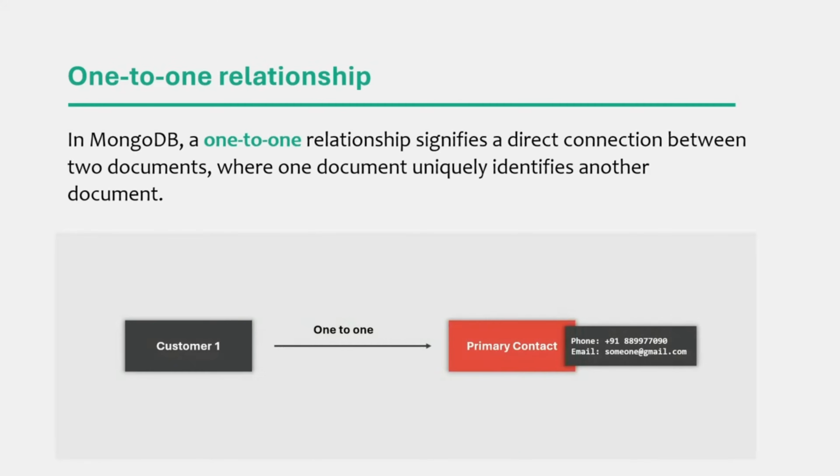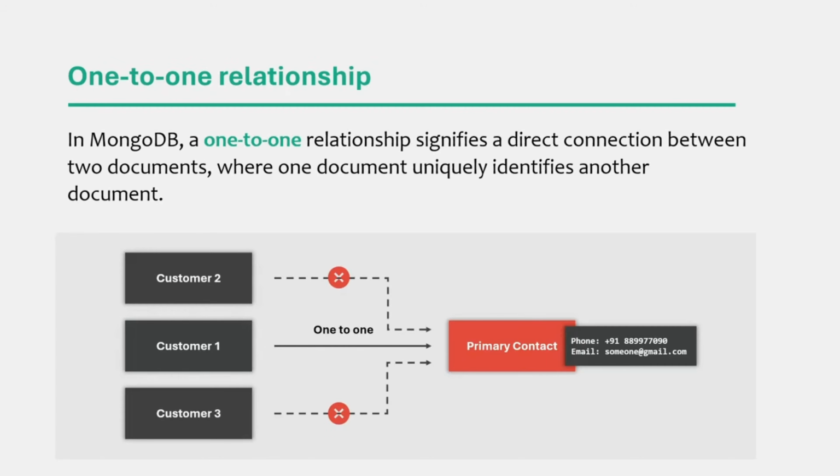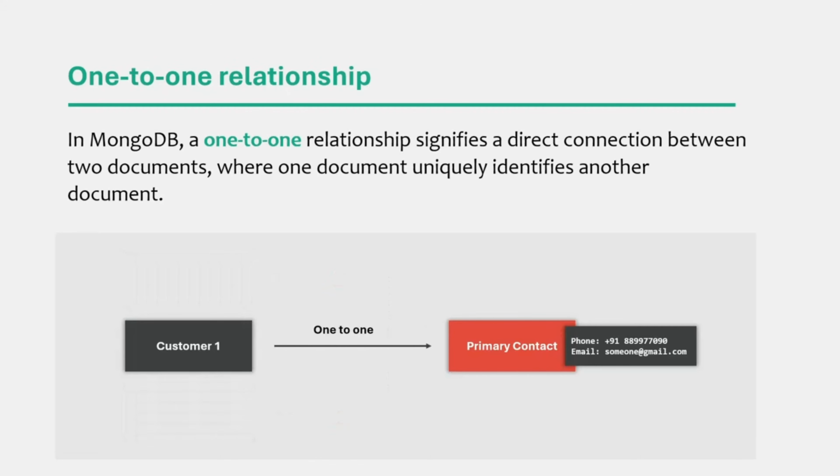For example, let's say we have a customer, and for that customer, we have a primary contact. Now, the primary contact detail is going to store the email and phone number of the user. So every customer is going to have a primary contact, and in that primary contact, the customer is going to provide his email and phone number. And no two customers are going to have the same primary contact. No two customers will have the same email and same phone number as a primary contact. So here, between the customer and the primary contact, we have one-to-one relationship.